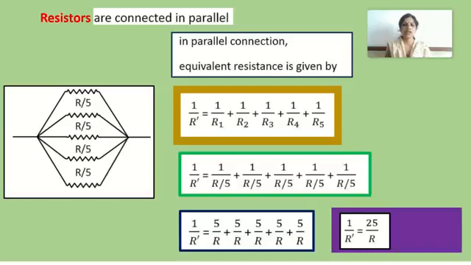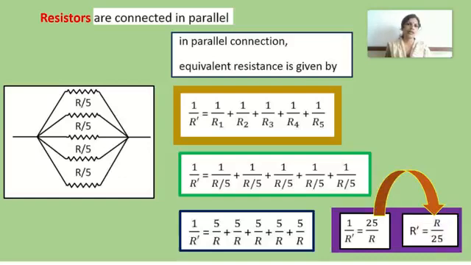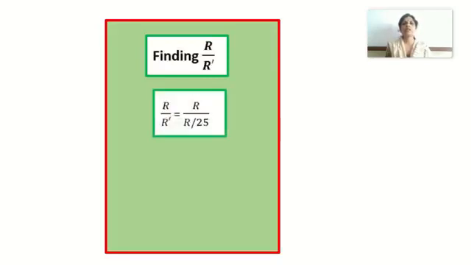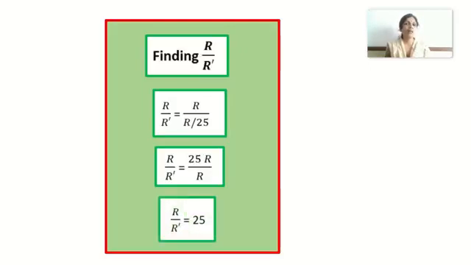So from this what we get? R dash, reverse the ratio once again, R dash is equal to R upon 25. But what is asked to us? We are asked the ratio R upon R dash is equal to what? So let's just change the terms. R upon R dash is equal to R upon R by 25. So R upon R dash is equal to 25 R upon R. Cancel this R and we are left with R upon R dash is equal to 25.